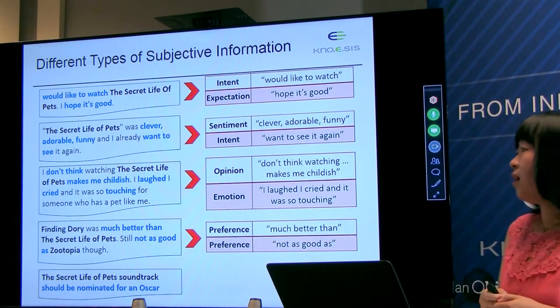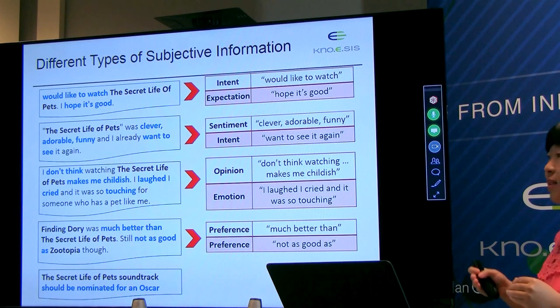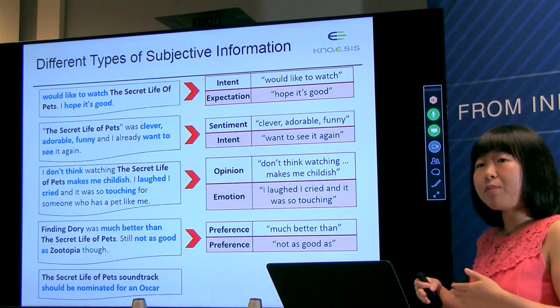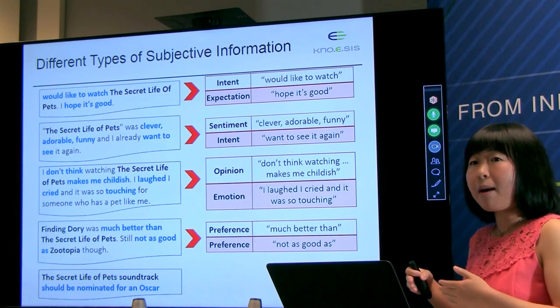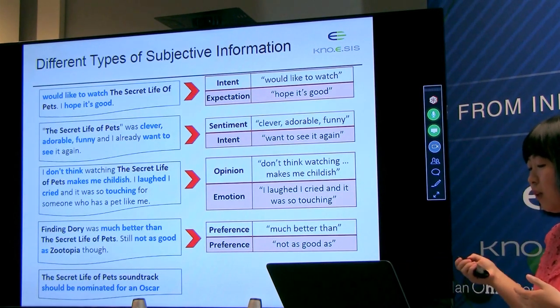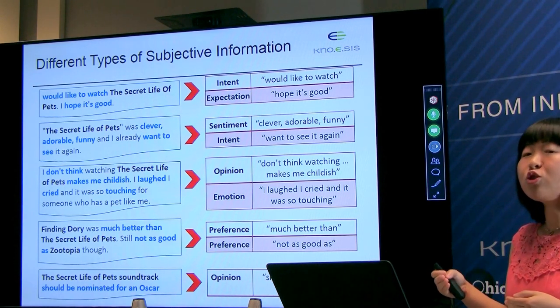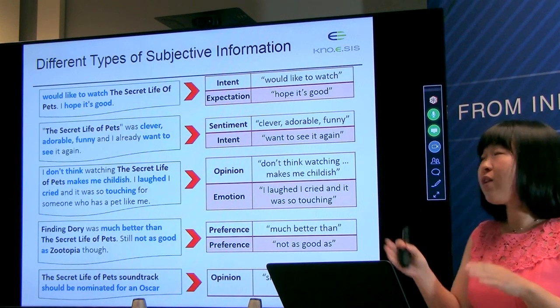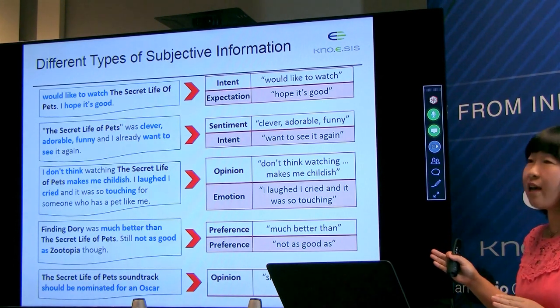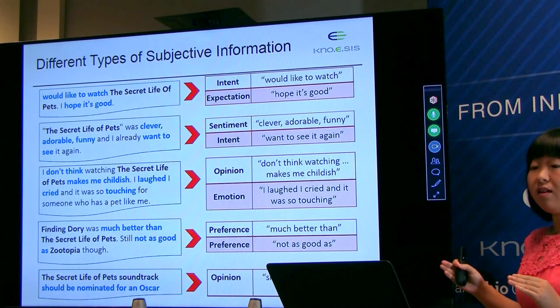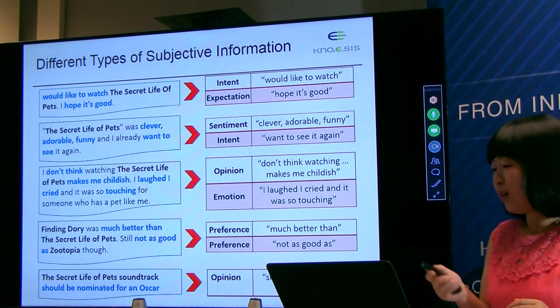In the next one, it compares three movies, Finding Dory, The Secret Life of Pets, and Zootopia. It expresses this user's preference among these three movies. The last one expresses a positive opinion about the soundtrack of this movie. So from these examples, we can see there are different types of subjective information, but they have been largely ignored, except sentiment and opinion.